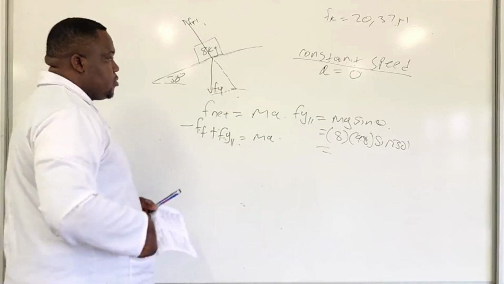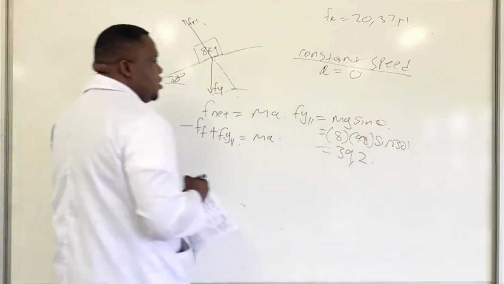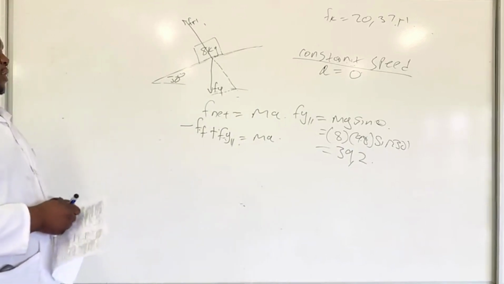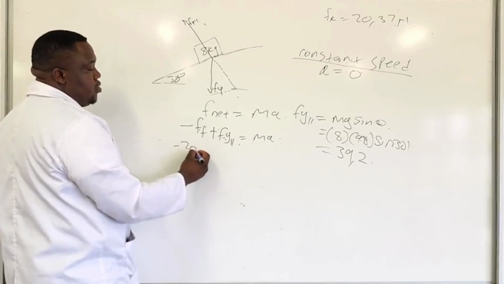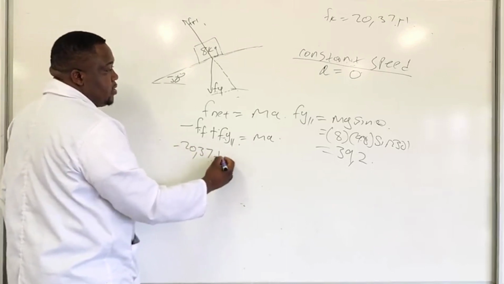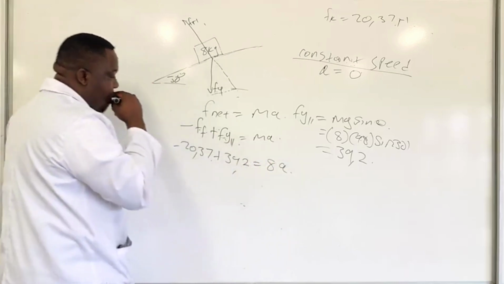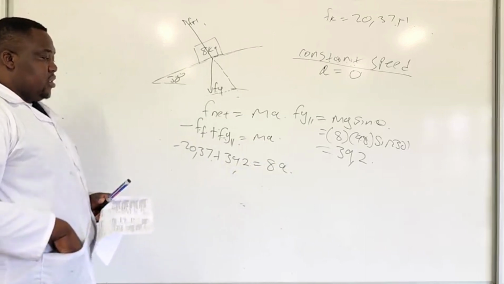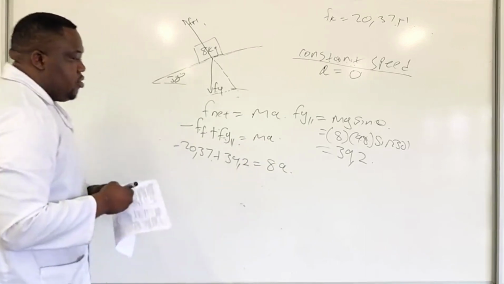89,2. It does not change. It's something that we already did. So it means the frictional force is going to be minus 20,37 plus 89,2, which is equal to 8A. Then it means we're going to subtract 89,2. It's not 392, it's 89,2.